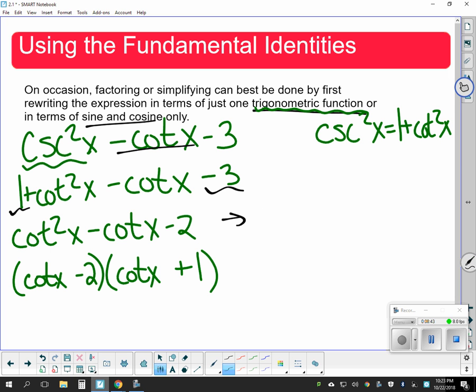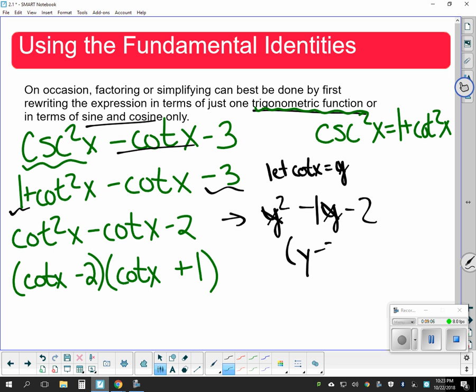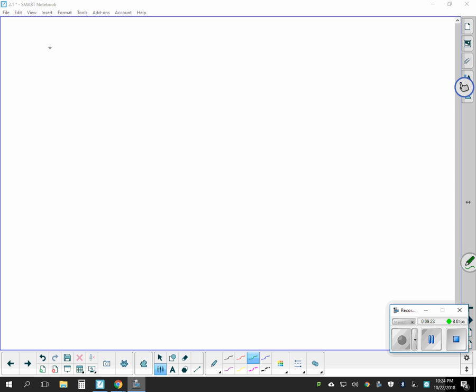Again, though, if you wanted to rewrite this as x squared minus x minus 2, and that's simply by letting cotangent of x equal x, and really you shouldn't use x, you should use some other variable, maybe like y, since we already used x. And then factoring this, so what multiplies the negative 2 adds to negative 1, and we would have got y minus 2 times y plus 1, and then going back here and substituting the cotangent back in. Okay, let's try another one.